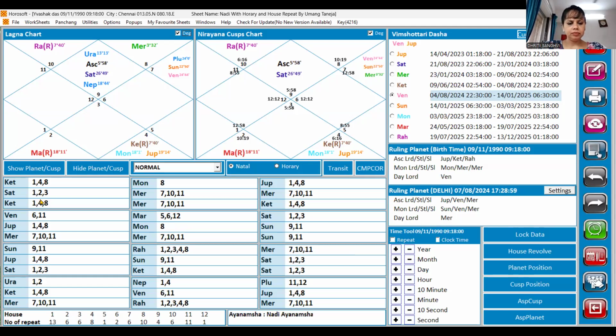So you have to check which year he was born. He's born in 1990. So from this, plus 75, it is 2065. So what we're going to do? We go straight to 2065.